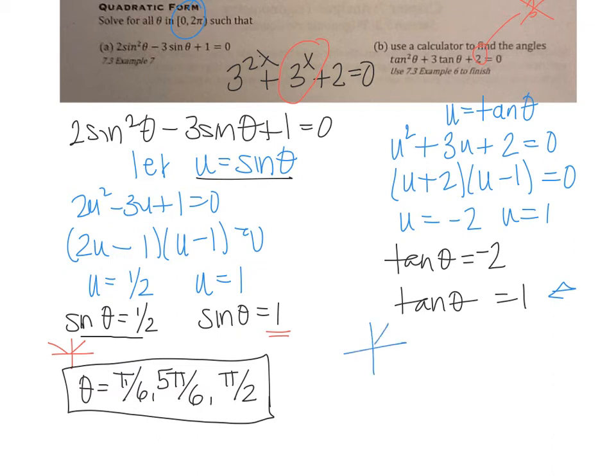This one's straightforward from the unit circle. Tangent is positive in quadrants 1 and 3. Our reference angle is pi over 4. So in the first quadrant we have an angle of pi over 4, and in the third quadrant we have an angle of 5 pi over 4. So that's just part of the solution. So I'm just going to flip over to another slide and pick up from here.